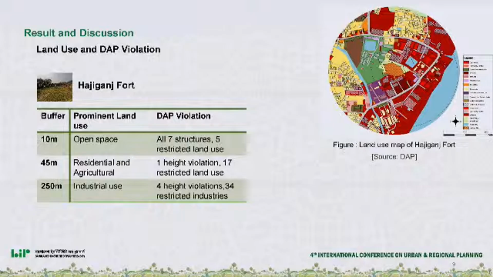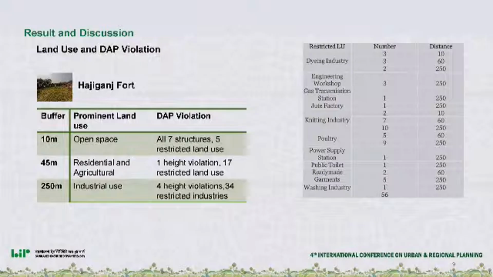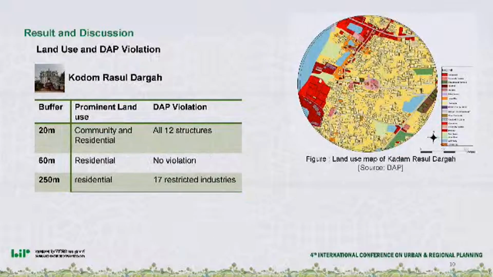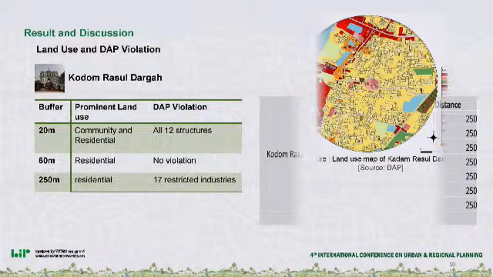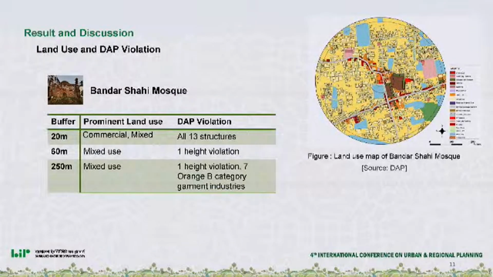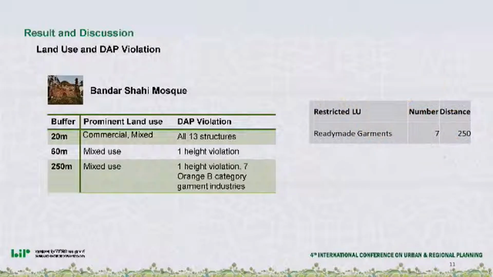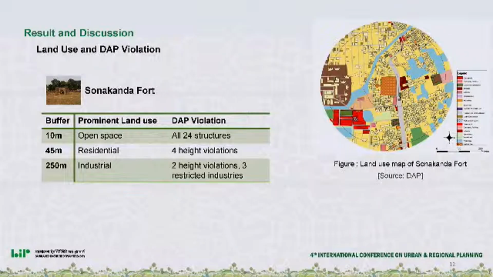Our next site is Hajiganj Fort, where the adjacent area is open space, and there are 34 restricted industries around 250 meters. Then Kadam Rasul Dargah, the prominent land use is residential. 17 restricted industries are present. Then for Bandar Shahi Mosque, the prominent land use is mixed use. 7 orange B category industries are present. For Shonakanda Fort, the prominent land use is open space within 10 meters, within 40 meters it's residential, and at 250 meters it is industrial.